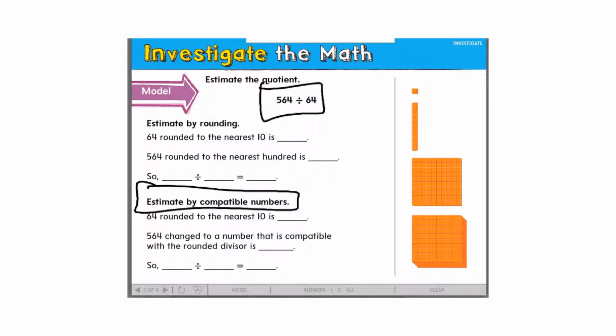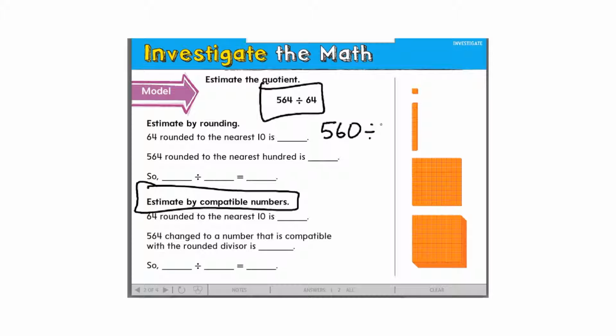So what's one way you could do this one? What's something that you could change those numbers to make this one compatible numbers you could do in your head? Malachi, what would you do? I made 564 into 560. 560, and you divided it by what? 60. So 6 goes into 56. 6 times 9, check again. 54. 7 goes into 56. And 6 goes into 54.